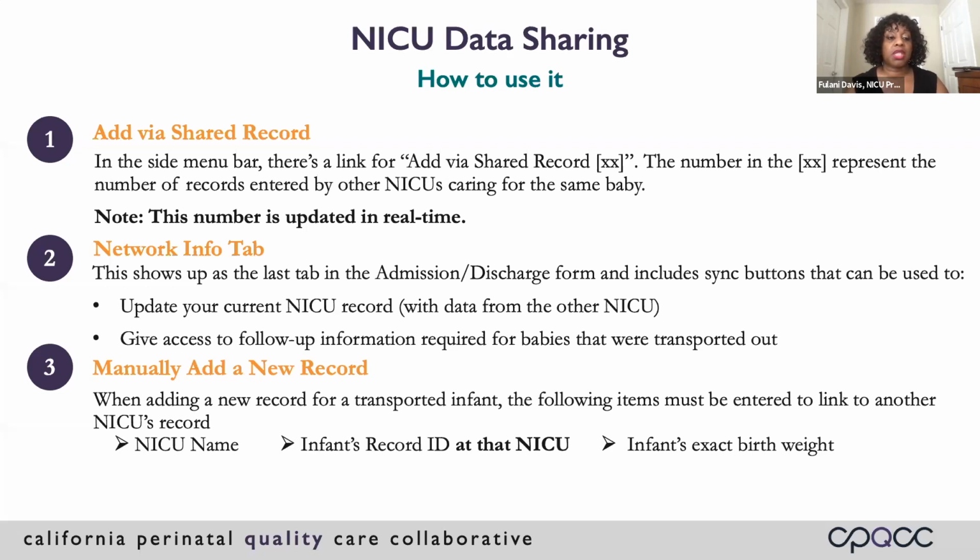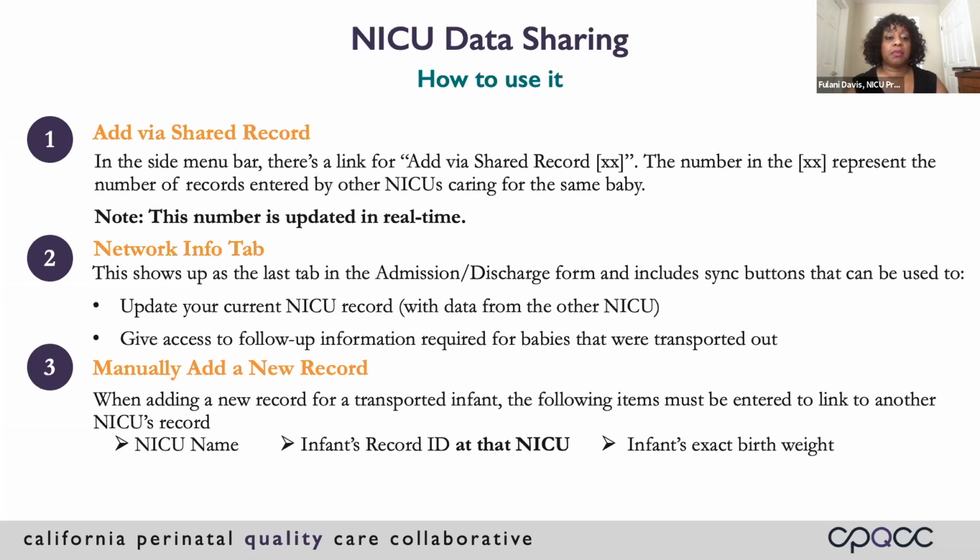The second option is the network info tab. This is a tab that shows up, the last tab that shows up on your admission discharge form, and it includes sync buttons that can be used to update your current NICU record. It also gives access to follow-up information required for babies that were transported out.